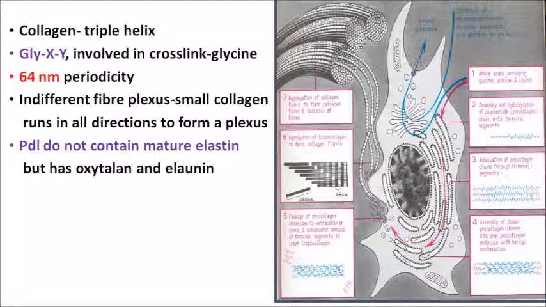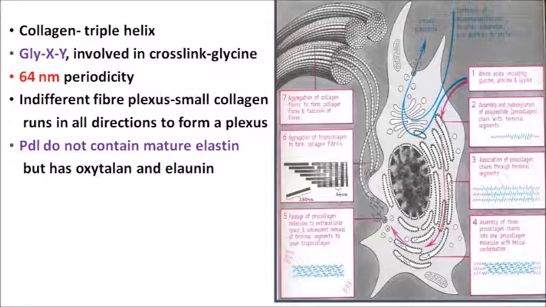Now these collagen fibrils will aggregate to form a collagen fiber. So thus now we got a single collagen fiber, and fasciculi of all these fibers, or when these fibers are arranged in bundle, it is called a collagen bundle. Okay. Now there is a term called indifferent fiber plexus. What is it?